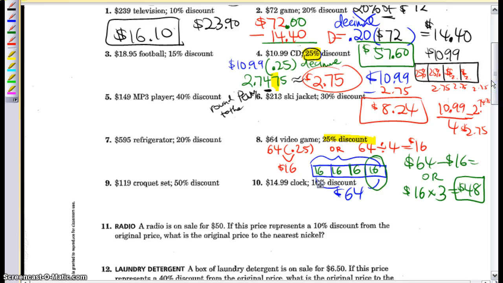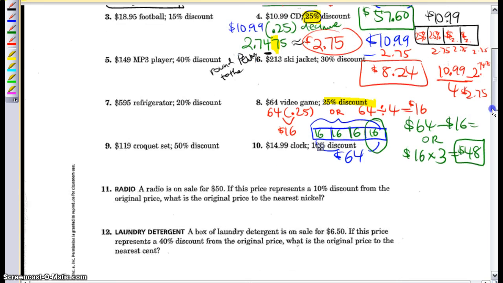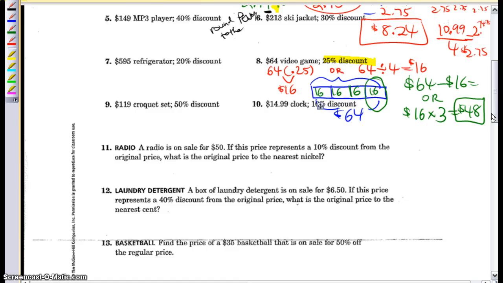Let's look at number 11. In number 11, we have a radio. It's on sale for $50. There's a discounted percent of 10%. So I could simply take $50 and multiply it with 10%, which I have to change to a decimal, which is 0.10.